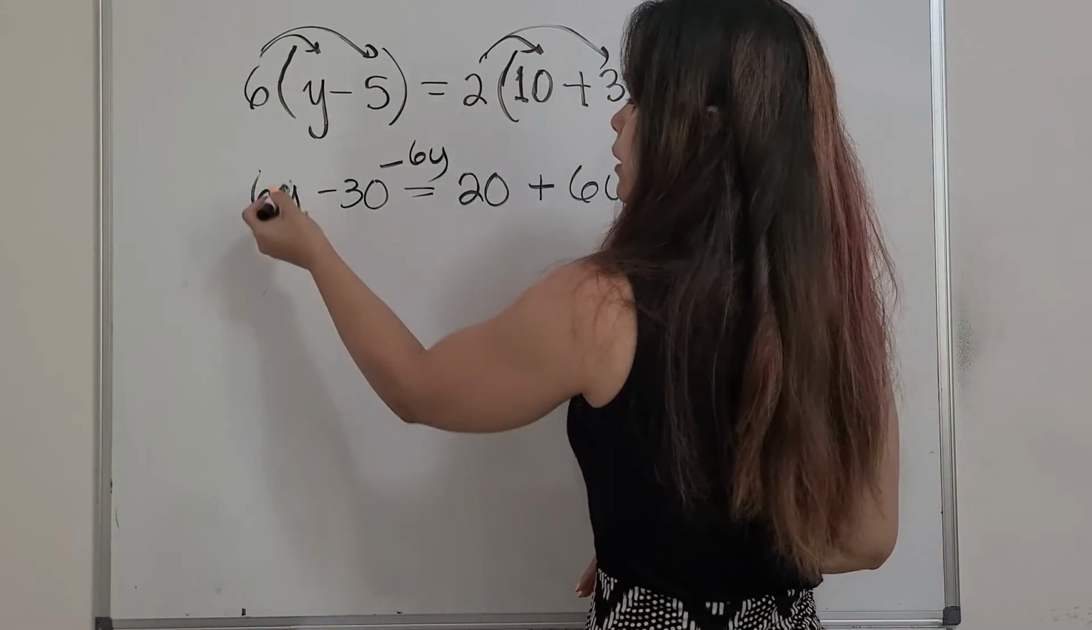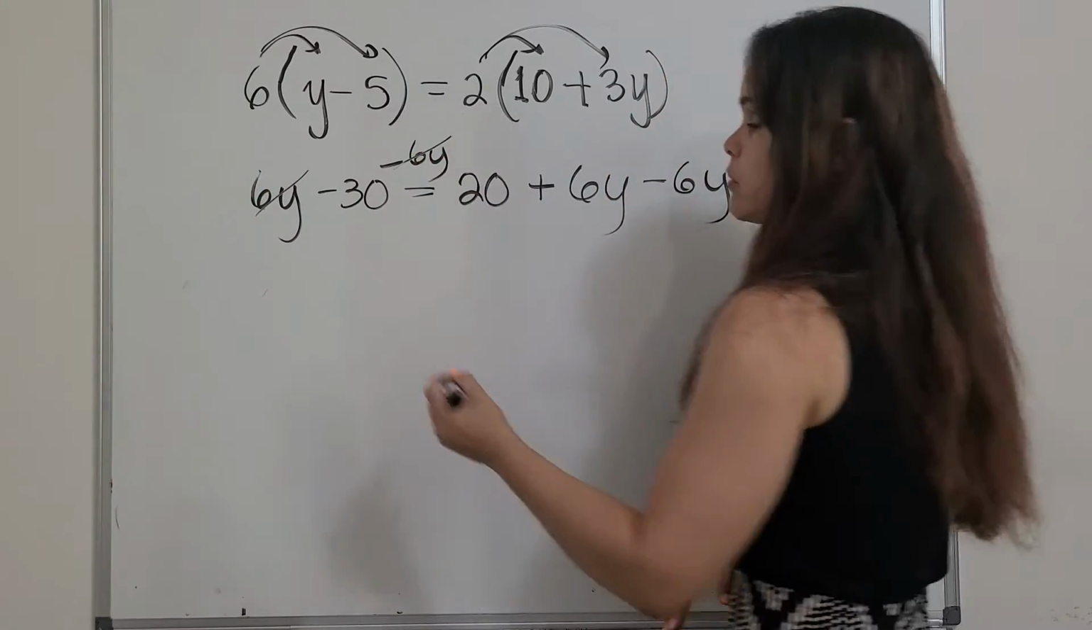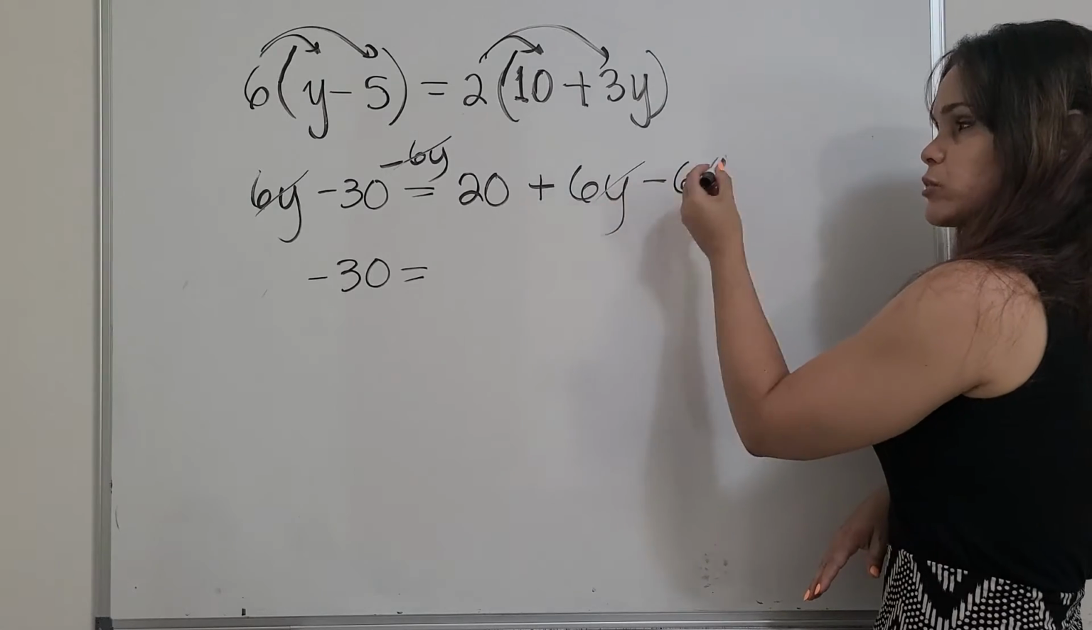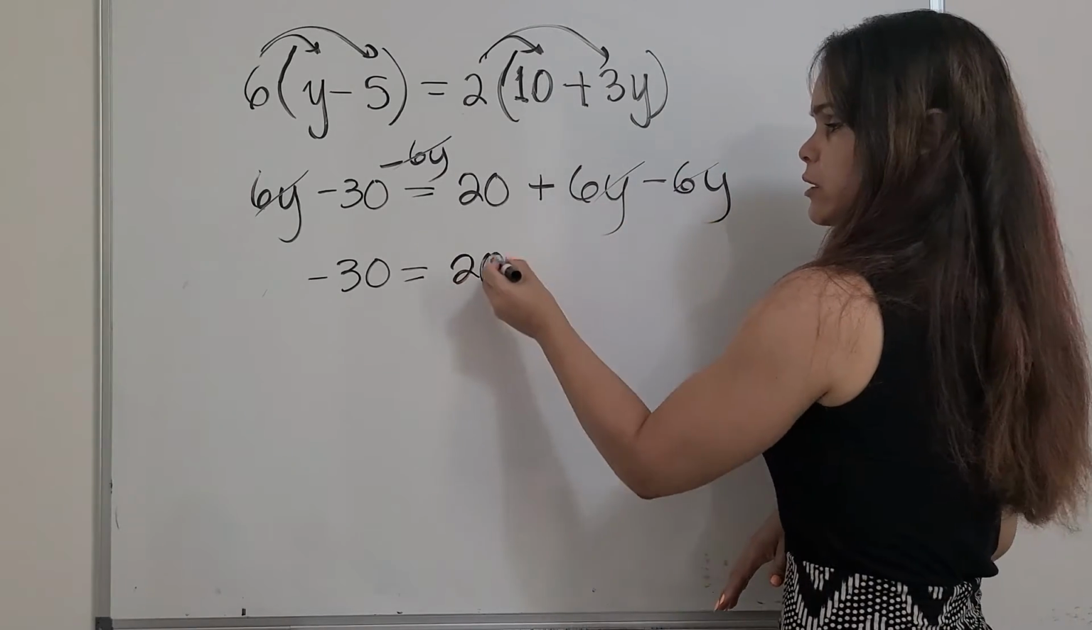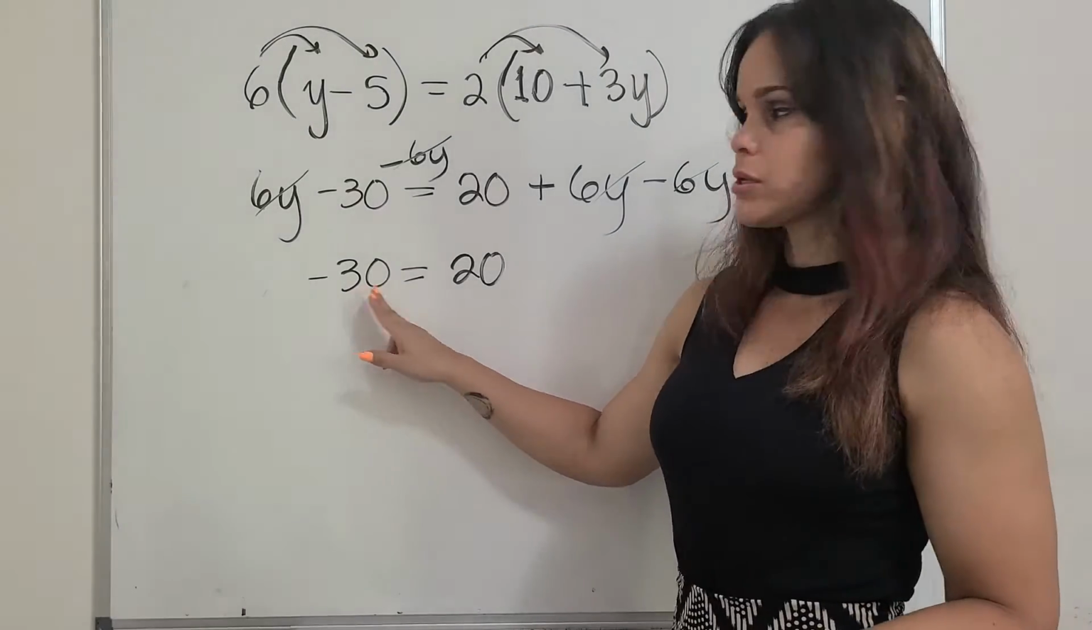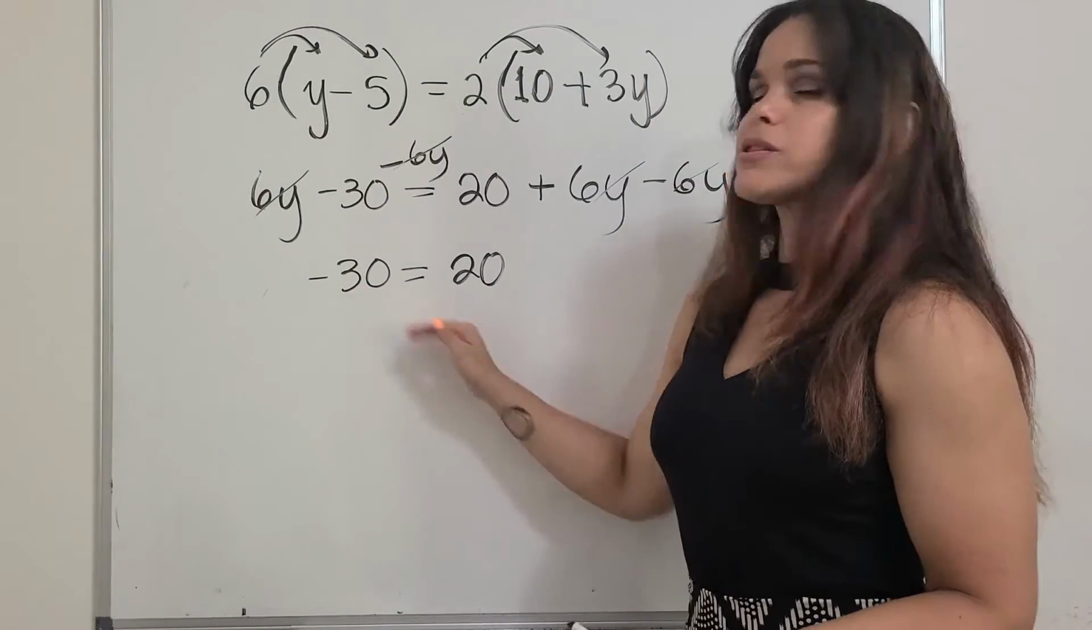And when I simplify here, this cancels out. This is going to be 0 minus 30, which is negative 30. This cancels out too, so I have a 20 here. But there's a problem here. Negative 30, as far as we know, is not equal to 20. So this doesn't make sense.